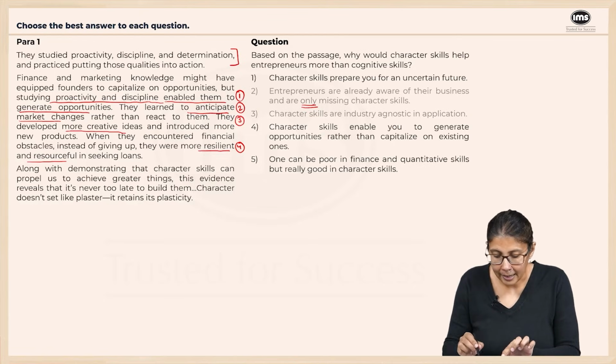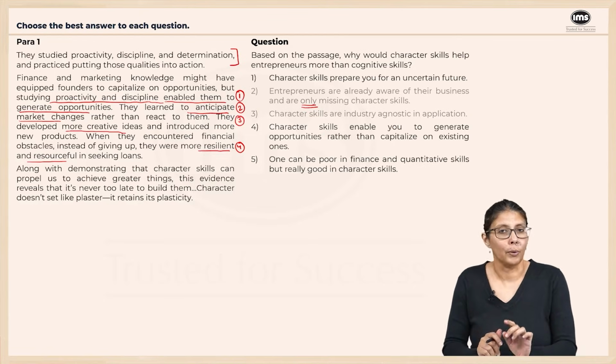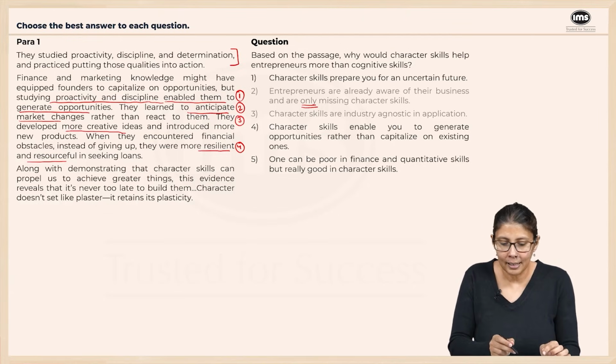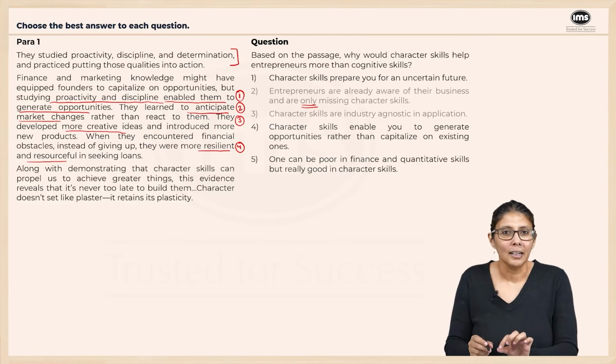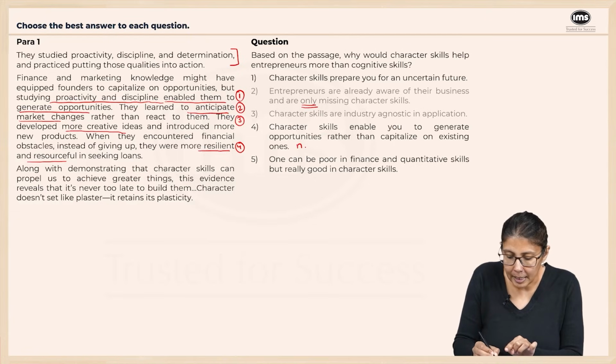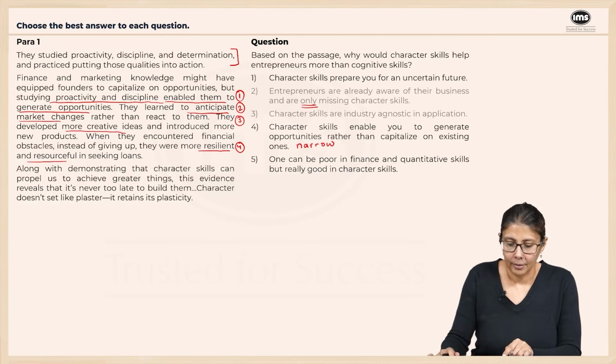The 4th one, character skills enable you to generate opportunities rather than capitalize on existing ones. I think this is the option that most of us were likely to pick because this is clearly given to us. But then, this is just one of the things that happened. What about all the other outcomes that character skills training produced? So option 4 you should eliminate because it is too narrow. This is not the only reason.